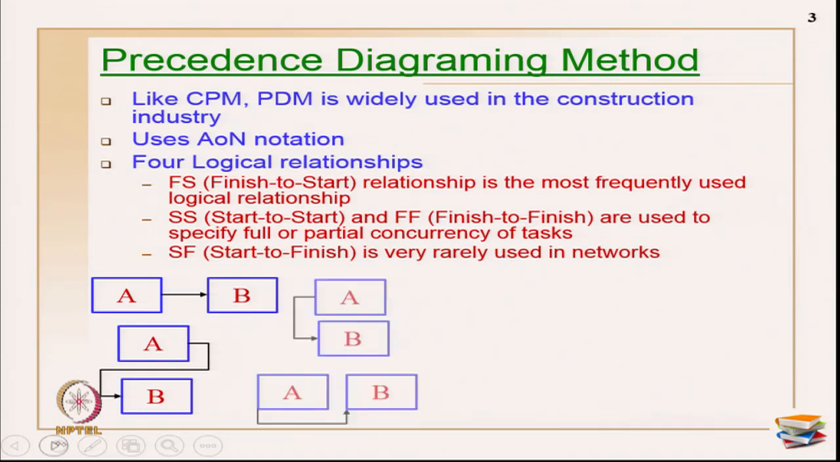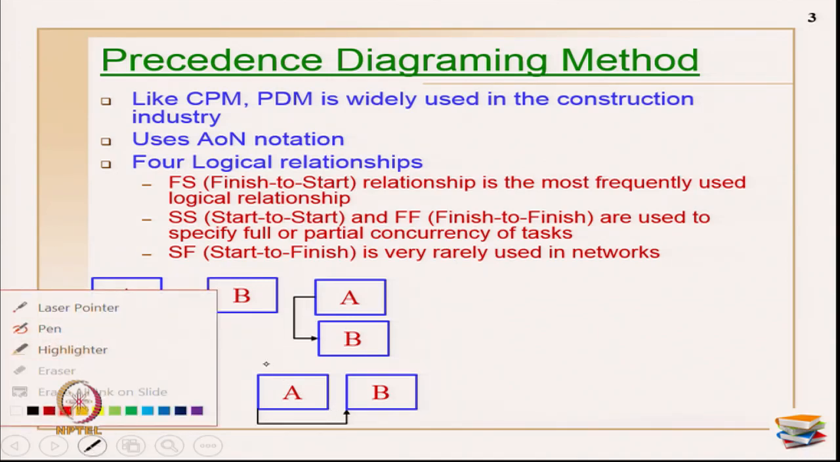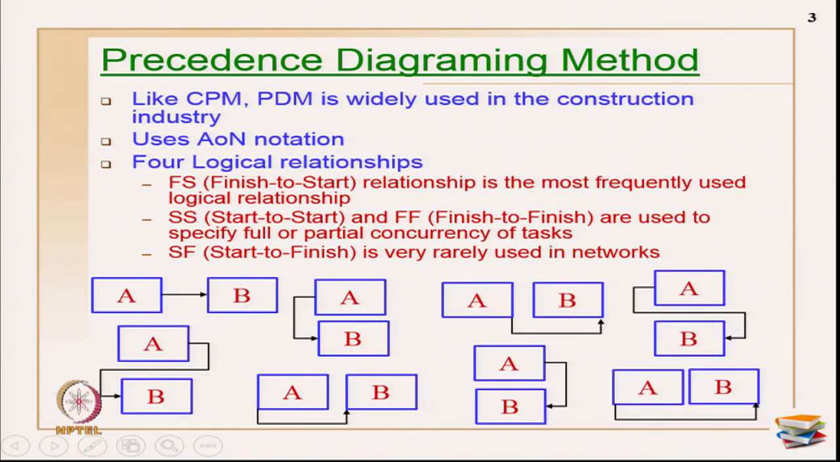Then the next relationship is start relationship and finish. Generally the start and finish are used together to explain the partial concurrency of activities. This is start: after A starts, B should start. That is what I am representing here. You can also represent it like this. So, any form is fine.